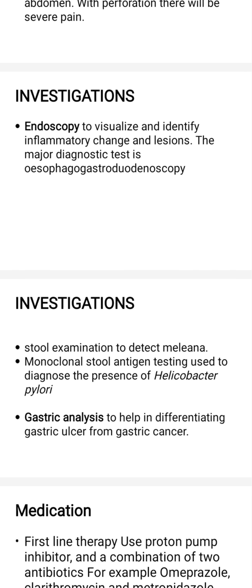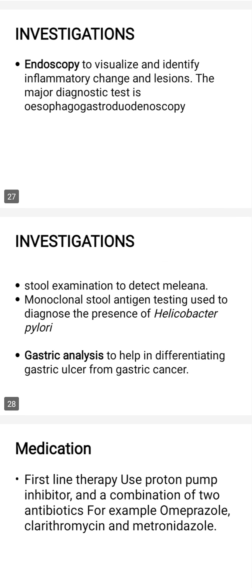Then we can also come to endoscopy, to visualize and identify the inflammatory changes and lesions. The major diagnostic test is esophagogastroduodenoscopy. This is one of those things that will be used. You can also do a barium swallow, where we give a white chalky substance, whereby when someone swallows, it helps us to visualize if there's any lesion within the GIT.